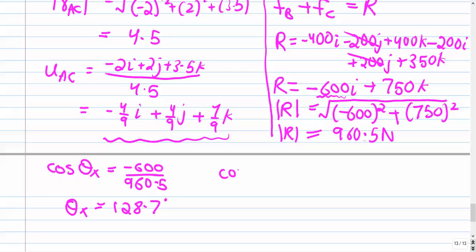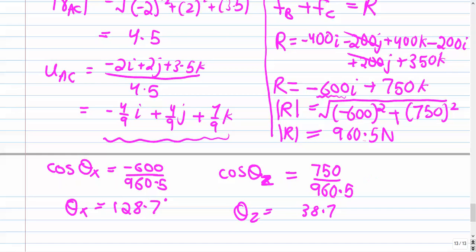And similarly, we will do the same procedure to get the angle that the resultant vector makes with the z-axis. So cos of theta z is equal to the component in the z direction divided by the magnitude of the resultant force. Solving for theta z, we get 38.7 degrees.